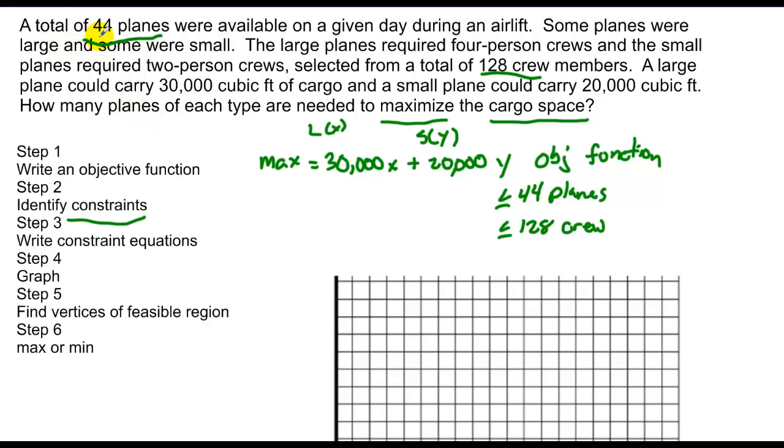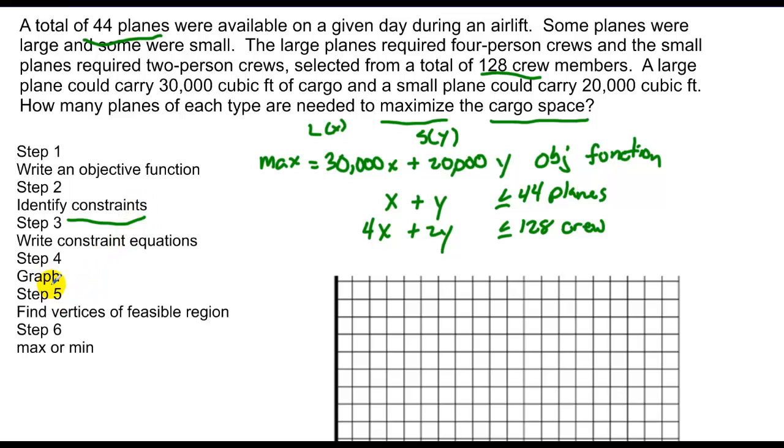Next, we need to write an equation that deals with these constraints. It doesn't give me any comparison of large planes to small planes, only that I've got 44 planes in all. So if I add the two, x plus y, the large planes plus the small planes are less than or equal to 44. Now, it tells me a little about the crew. The large planes take 4 crew members each and the small planes take 2 crew members each. So I can write an equation that says 4x for every large plane and 2y for every small plane, and if I add those up, I get less than or equal to 128. So these are my constraint equations relative to the problem.